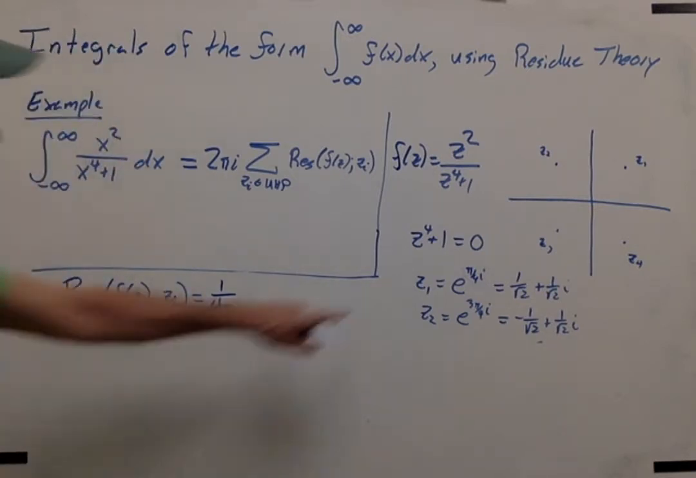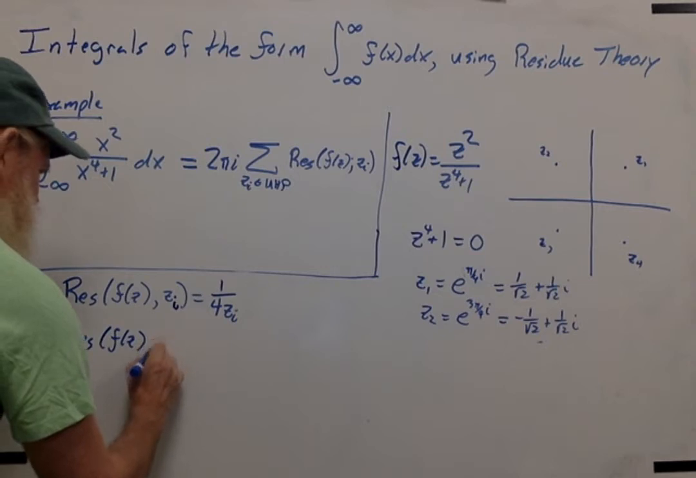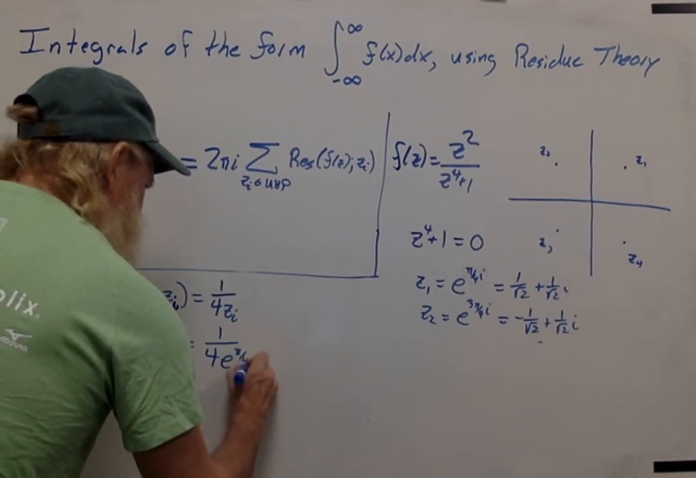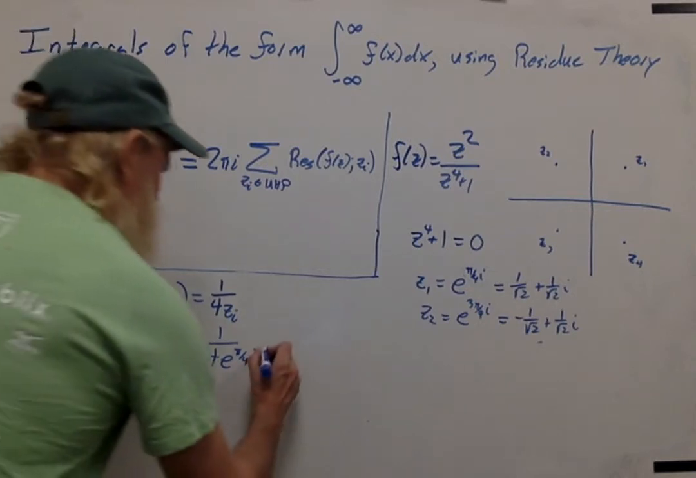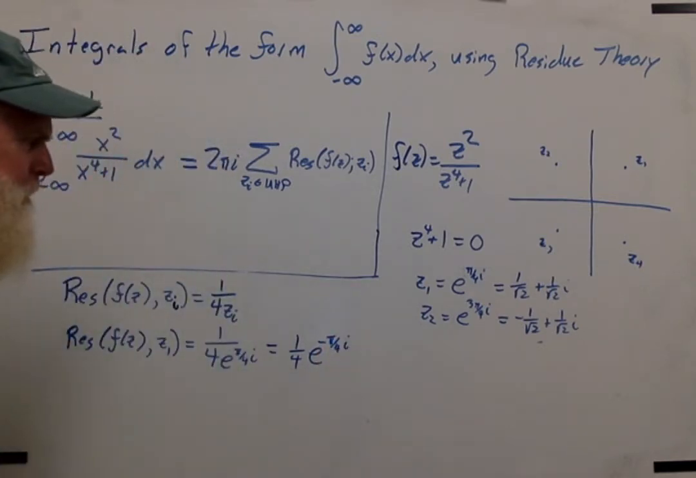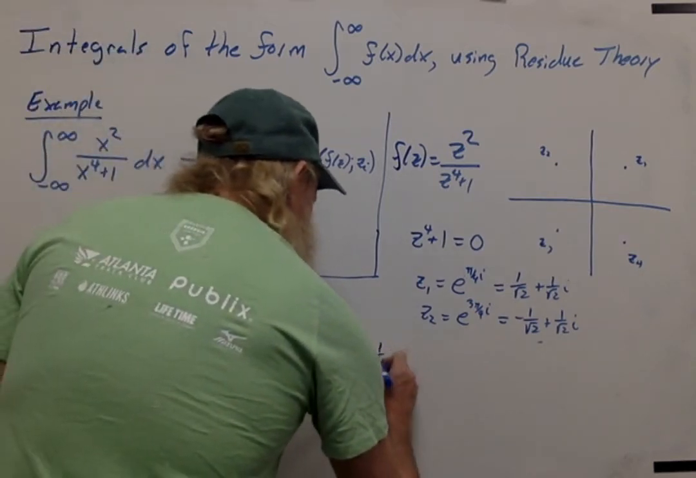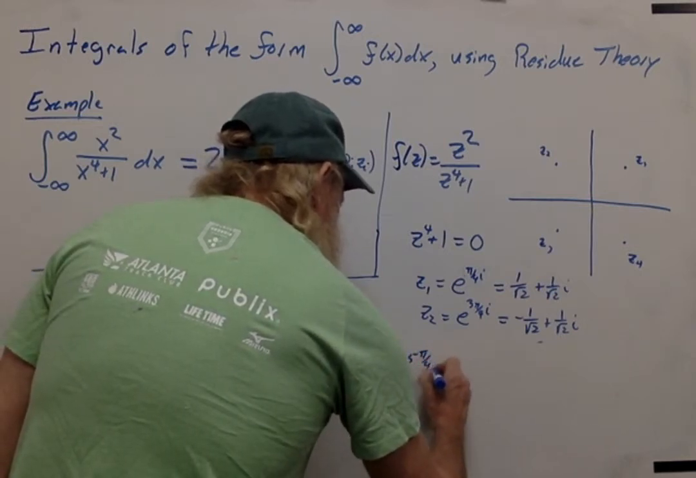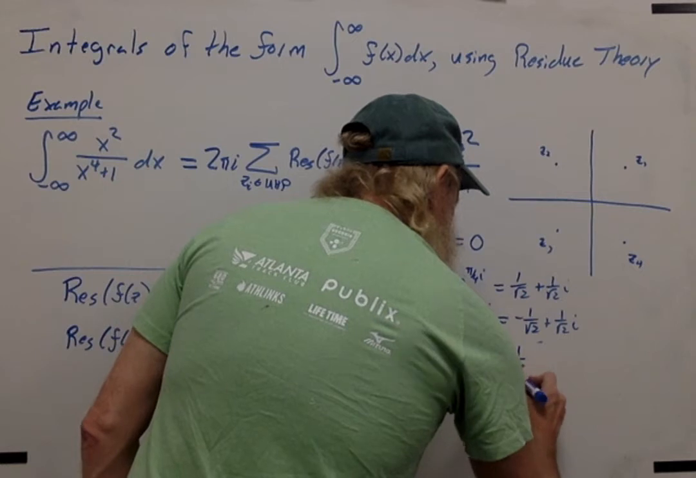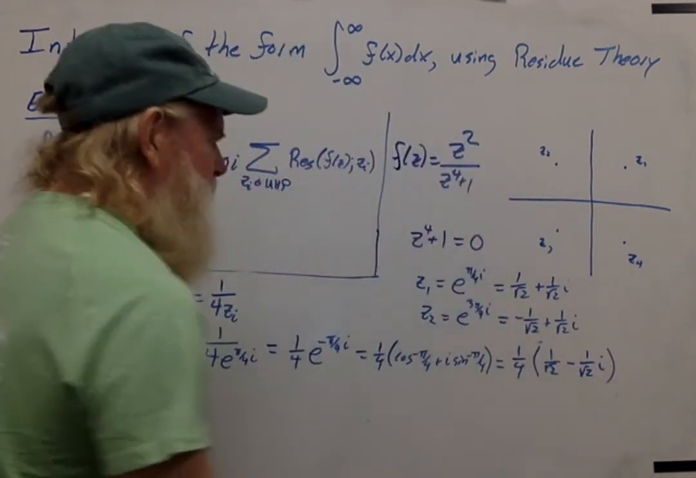So now let's figure out what it is at z sub 1 and z sub 2 in particular. The residue of f at z sub 1 is going to be 1 over 4 e to the pi over 4 times I, because that's what z sub 1 is. That's the same as 1/4 e to the negative pi over 4 times I. And to evaluate this, you can use Euler's formula. In fact, I'll do that. This is 1/4 of cosine negative pi over 4 plus I times sine of negative pi over 4, which is 1/4 of 1 over root 2 minus 1 over root 2 times I.